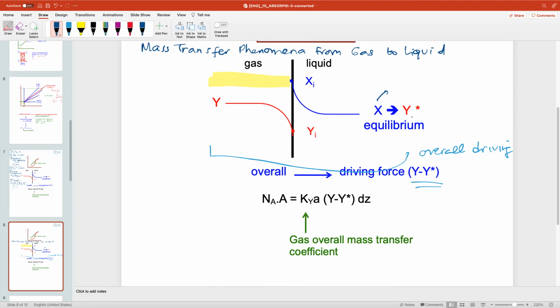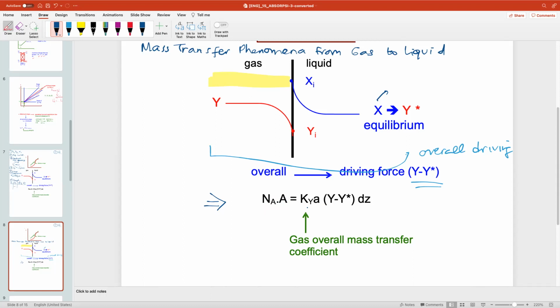And then we have to change the x into y. Is x equal to y? No, but we have to find the value of x in terms of y. So here this one is the overall gas mass transfer coefficient, and this is also the mass transfer equation, which is similar: the mass flux of the solute multiplied by the area of contact between the gas and the liquid.